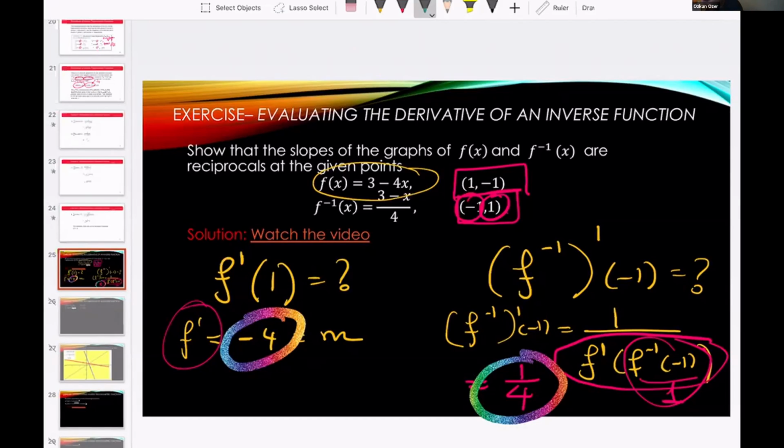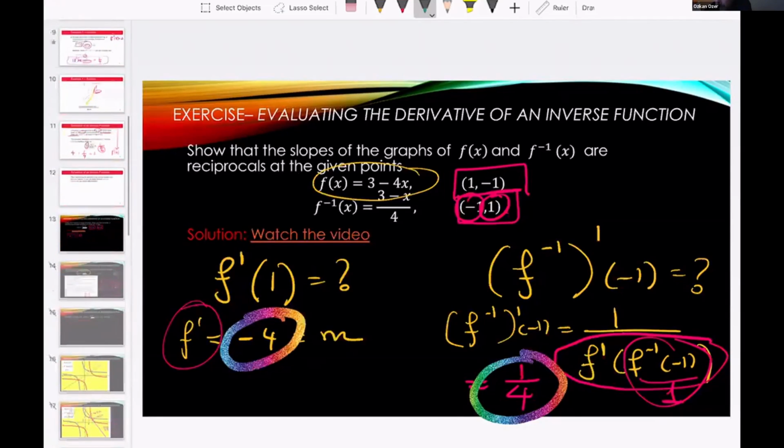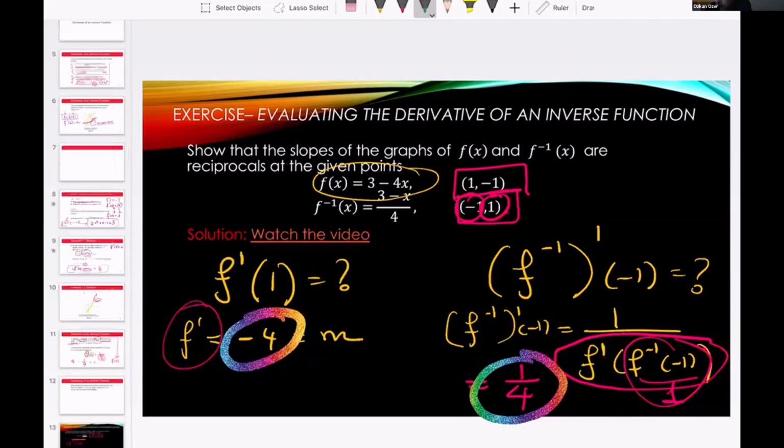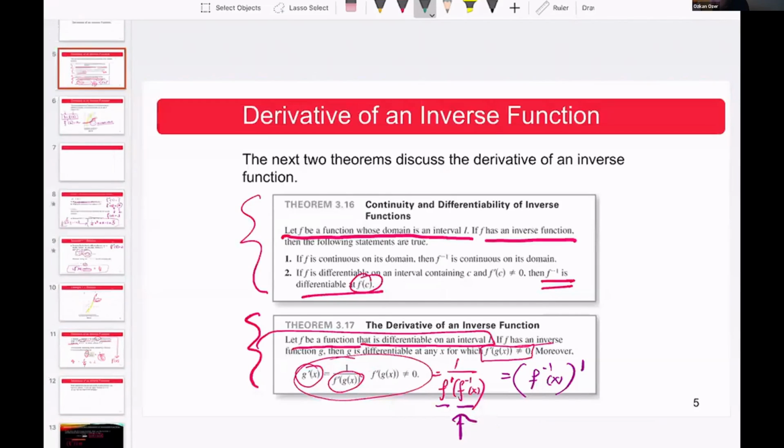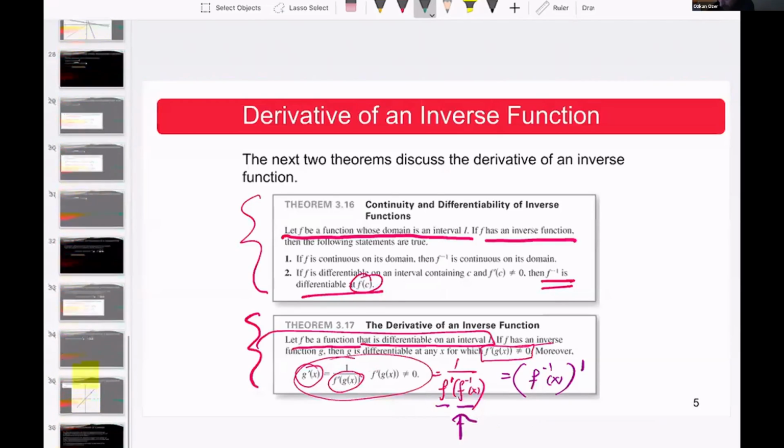Let me see if I made this correct. 1 is -4. Hold on, I think I made a mistake here. Yeah, so 1 over f prime of g of x. I think I made a mistake somewhere. Hold on.